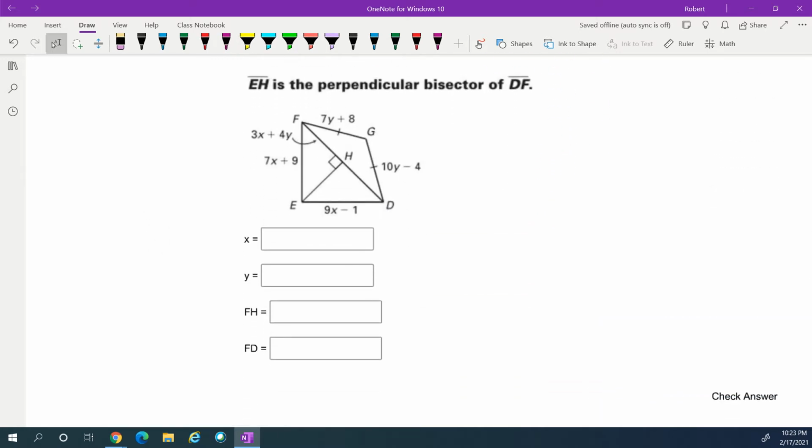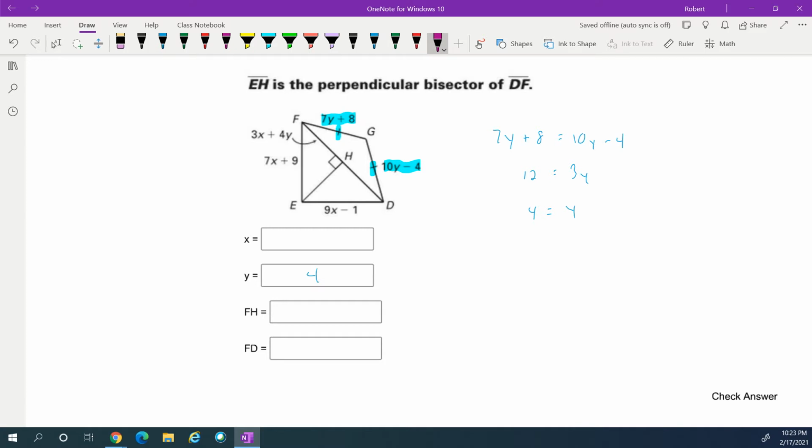In our next question, well, first of all, we can see very quickly these two segments are marked congruent. So we can solve for y easily. 7y plus 8 equals 10y minus 4. That's 3y equals 12, and y equals 4. We can also solve for x.